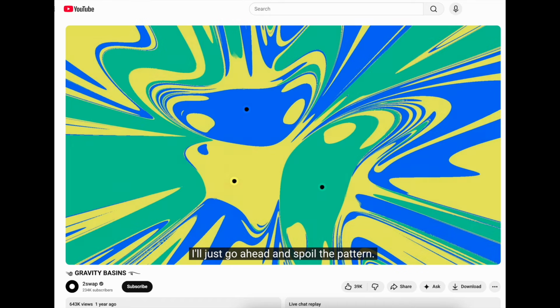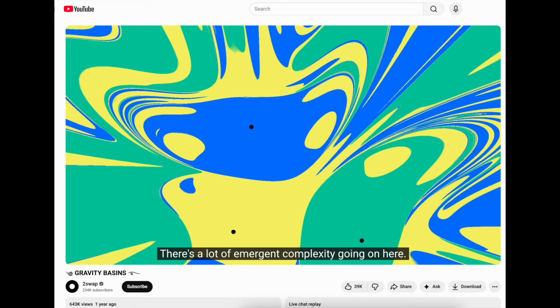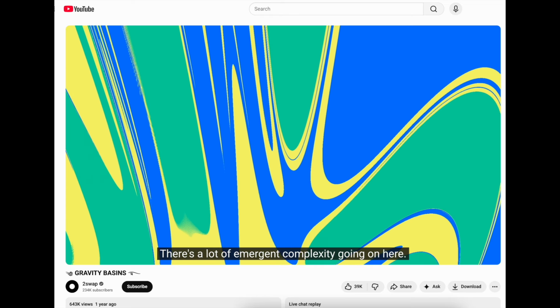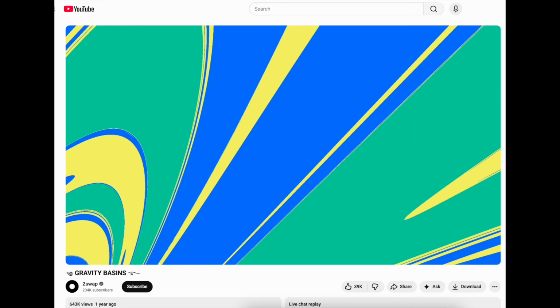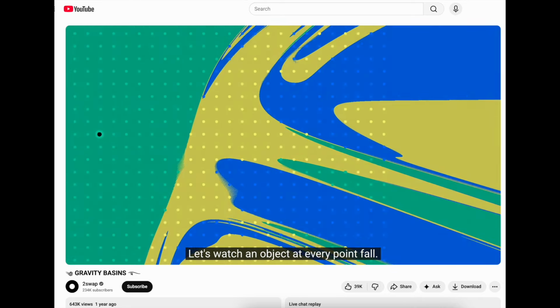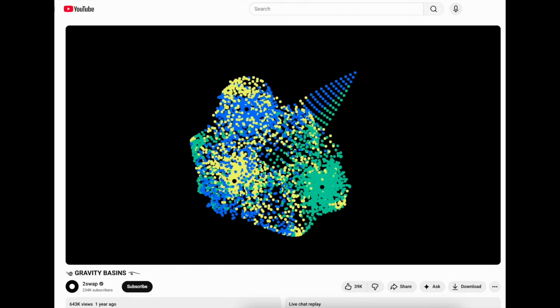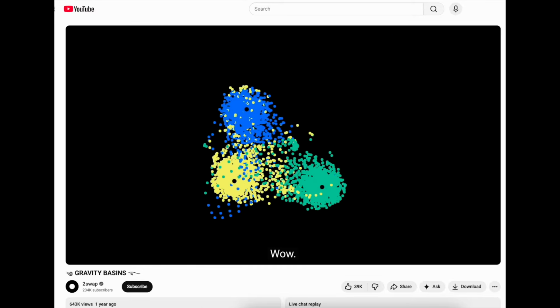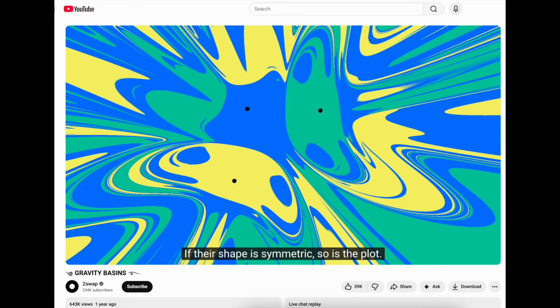I'll just go ahead and spoil the pattern. This plot shows, if an object is dropped at each point, the planet which it would crash into. There's a lot of emergent complexity going on here. Let's watch an object at every point fall. Wow, check that out. We can also move around the planets and see how the plot changes.